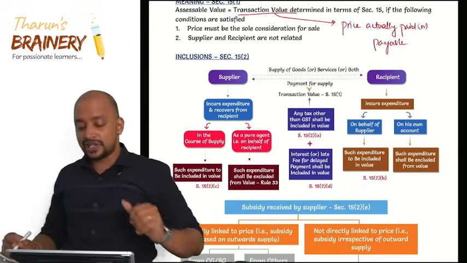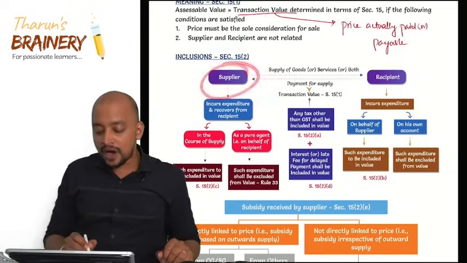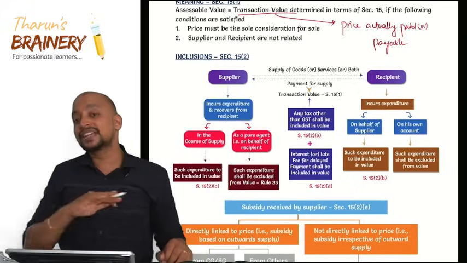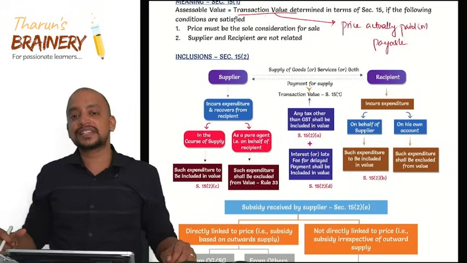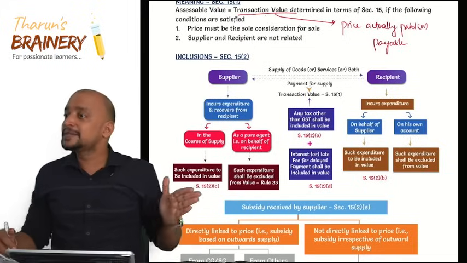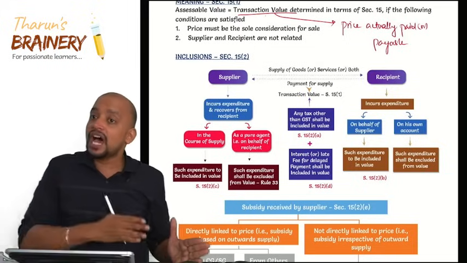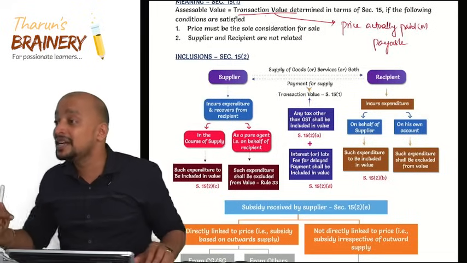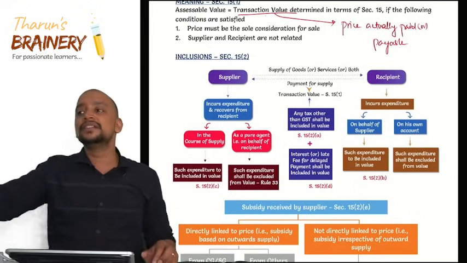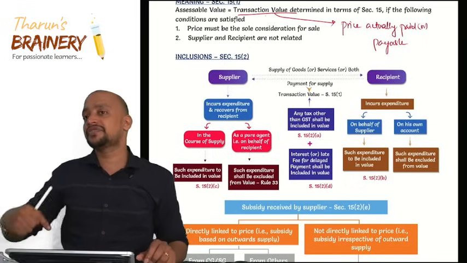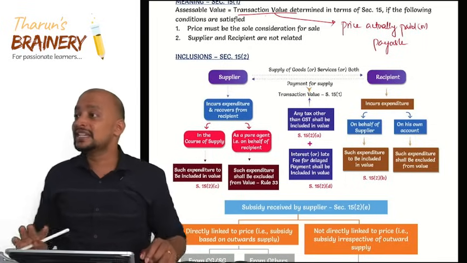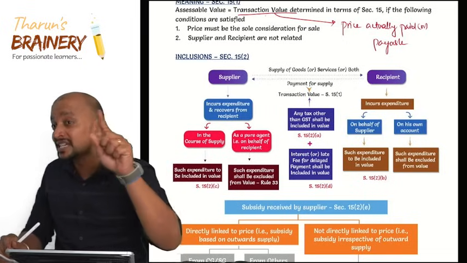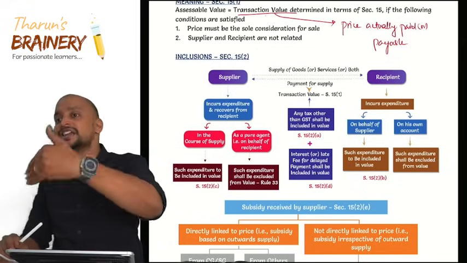Whenever that expenditure is incurred by the supplier on behalf of the recipient as a pure agent, that expenditure shall be excluded from the value. Say for example, a chartered accountant paying the income tax on behalf of the client will not be included in the value, because that income tax is the liability of the client which is incurred by the chartered accountant and in turn recovered from the client. So that will not be called expenditure incurred in the course of supply, but it will come under expenditure incurred as a pure agent and it will be excluded.